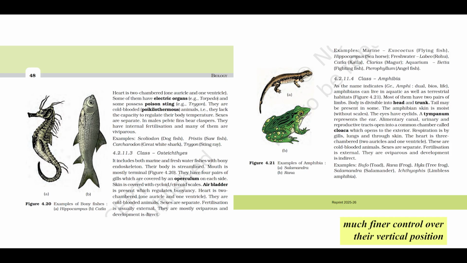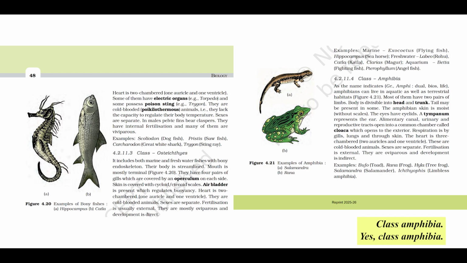It also gives them much finer control over their vertical position in the water column, allowing them to effectively exploit different depth and niches within their aquatic environment. Some fish even use the air bladder for sound production or reception. So combined, the operculum allows for energy-efficient respiration in diverse conditions, and the air bladder provides energy-efficient buoyancy control. These two features significantly reduce the energy costs of living underwater, contributing immensely to the ecological dominance and diversification of Osteichthyes. Brilliant adaptations. Okay, moving out of the water now, mostly.